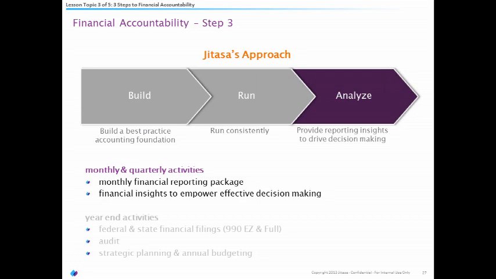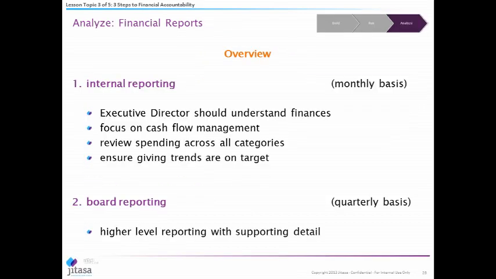Okay? So the final step to financial accountability, Jitasa's approach, is to analyze. And so we always recommend reports. Basically, you all want to produce a monthly financial report, and that allows for effective decision making. If you don't have a monthly financial report, it's really hard to have reports that are sporadic during your year, and you can watch trends as you prepare reports from month to month.